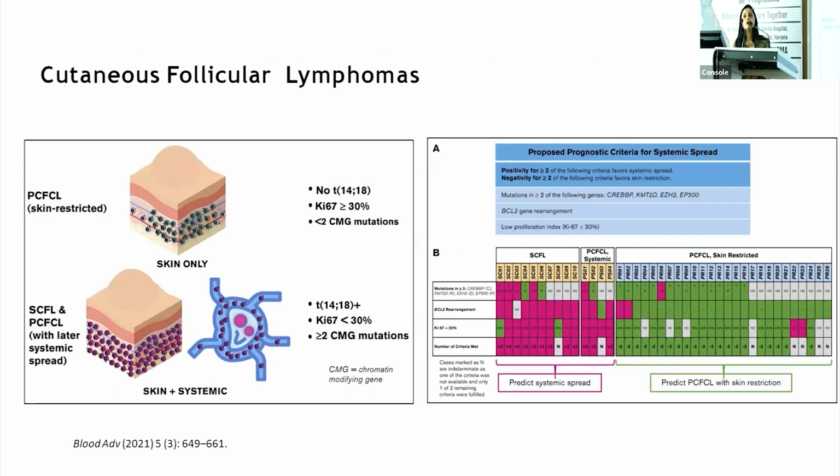And in the cutaneous follicular lymphoma also, there is systemic and the restricted. If you do molecular profiling, you can pick up the cutaneous follicular lymphoma which will become systemic, because they have a peculiar kind of molecular profile. So that will be the advantage of doing a molecular profiling on this kind of patients.